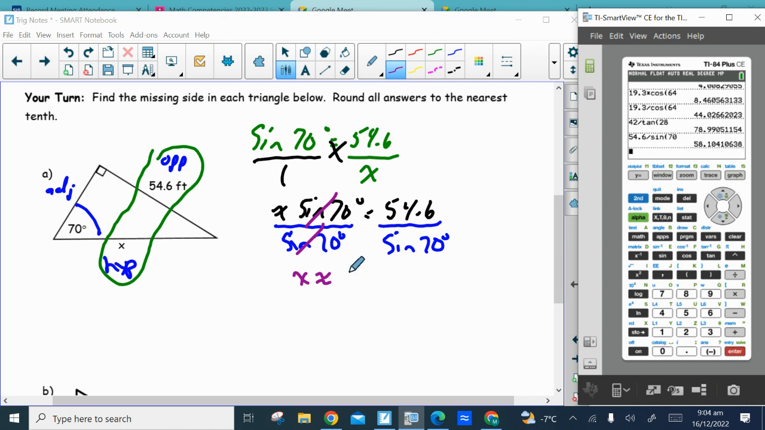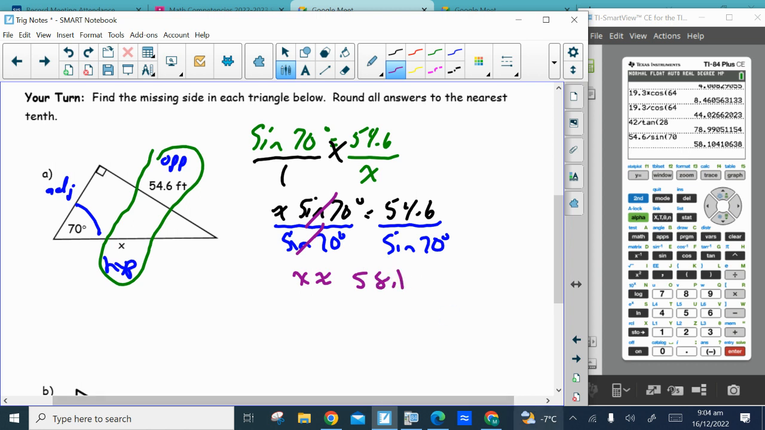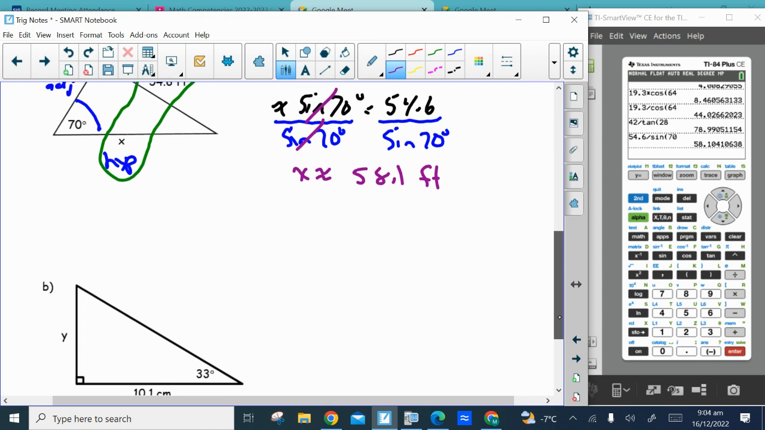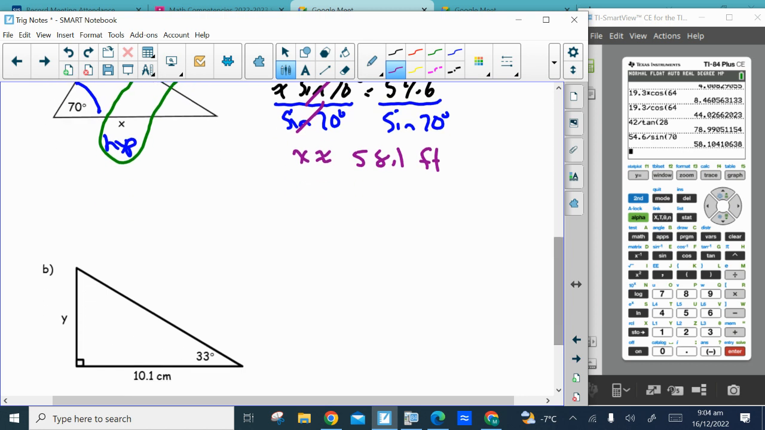58.1 to the nearest tenth. And we can put the units there because the opposite is in feet. This would be as well. And remember, the hypotenuse has to be the greatest side. And this answer, 58.1, is longer than the 54.6 that we were given. So that answer is reasonable. Try B on your own, and then we'll check it.